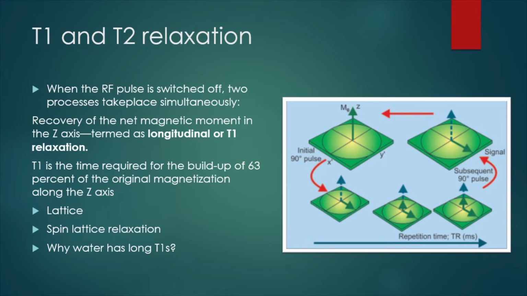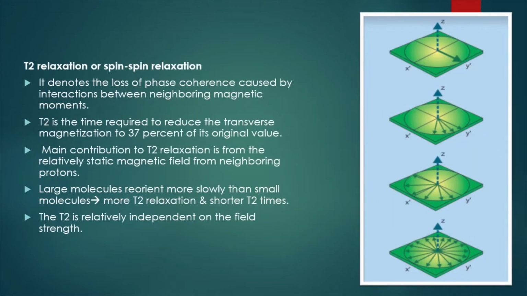And the smaller molecules reorient more rapidly than the larger molecules. The medium-sized molecules also reorient faster than the larger molecules, such as pure water or something like protein, so that they have longer T1s. And this is the T2 relaxation, spin-spin relaxation. It denotes the loss of phase coherence caused by interaction between the neighboring magnetic moments.